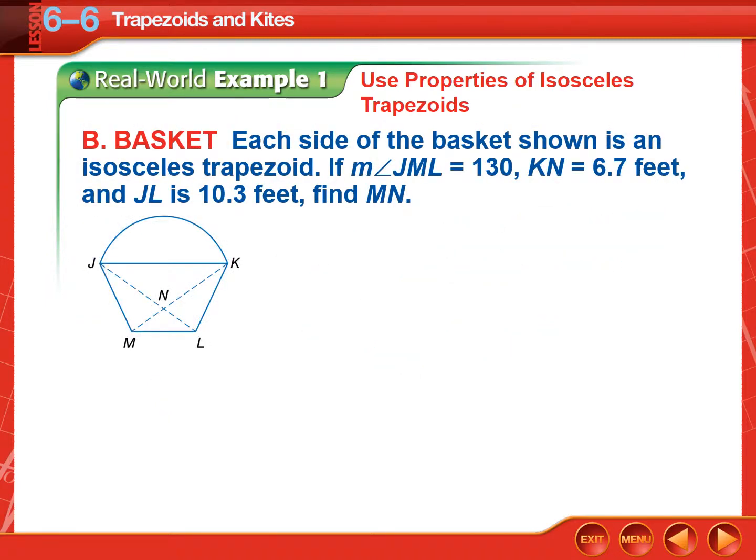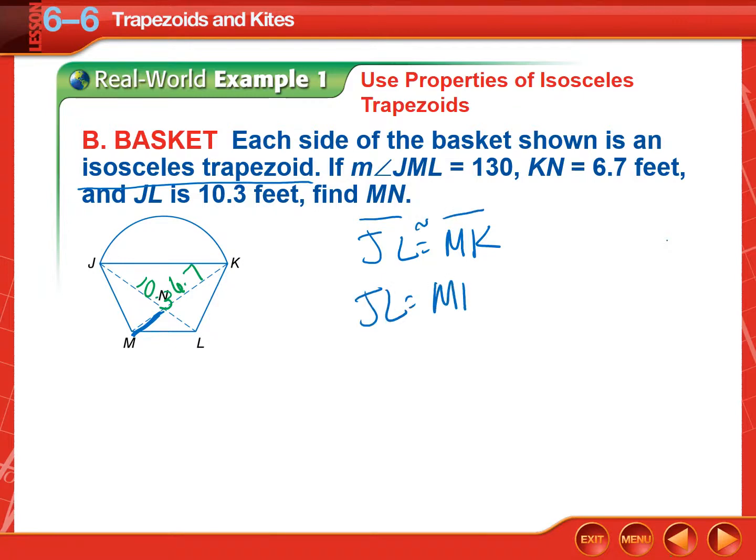This next problem says each side of the basket shown, so we've got the same thing. JML is 130, KN is 6.7, and JL is 10.3. And we're trying to find MN, so this right here. Now, since it's an isosceles trapezoid, we know that the diagonals are congruent. So that means that JL is going to be equal to MK. Those are your two diagonals. Go ahead and put that.